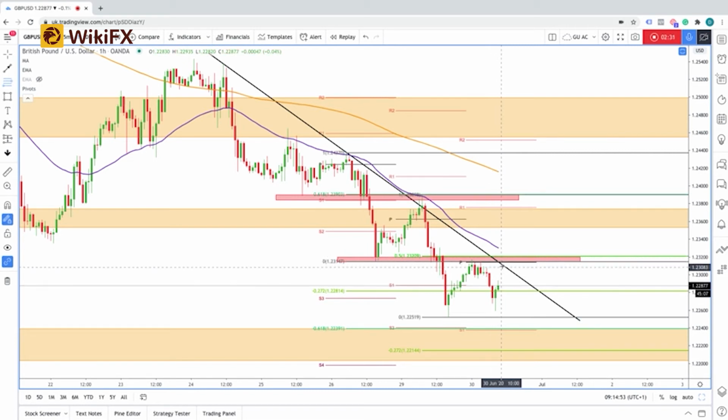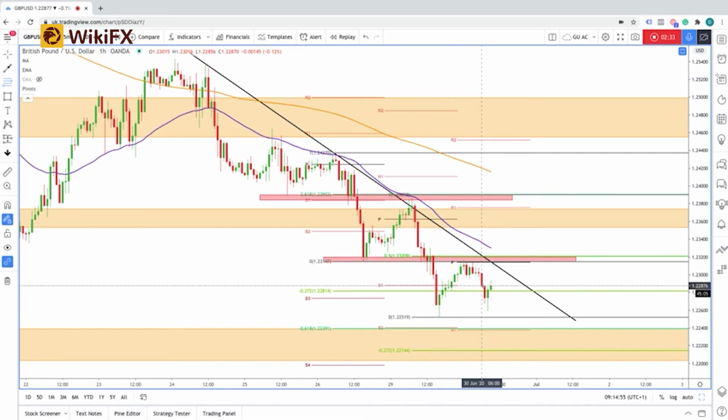Not to mention, we also have an hourly trend line in this region here, which has held a number of times. So this could be a level that if price does return to, I will be potentially looking at sellers re-entering the market at this key level.